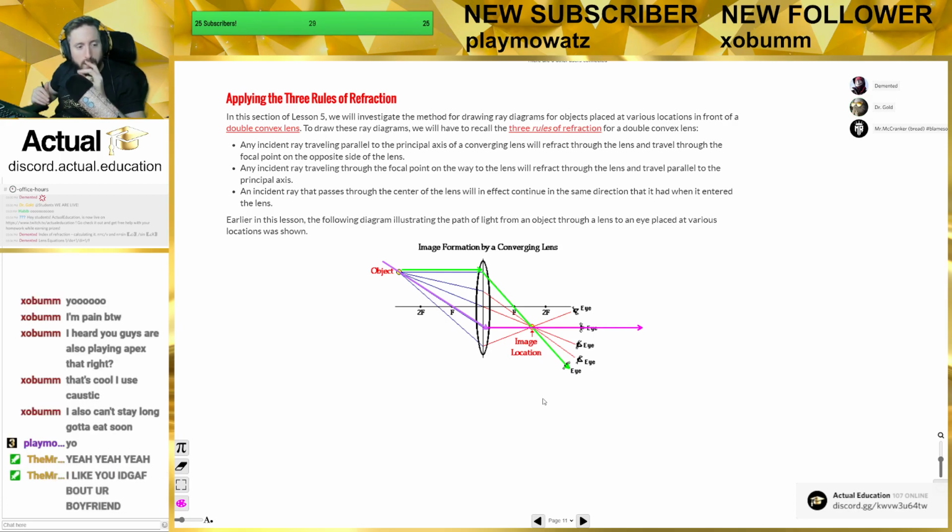I'm hungry. Okay, so anyway, once you have where these two lines intersect, that's where the image is. The image is right here. And then any other line you draw, you just need to make sure it passes through that same intersection. See this? Just make sure it hits that intersection.